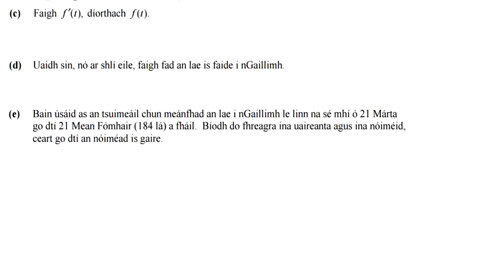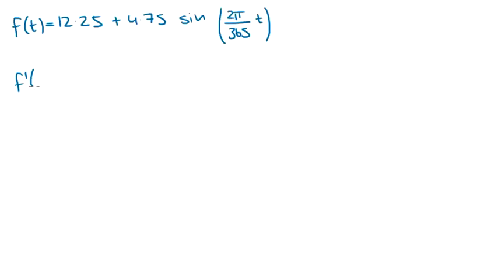Find the f dash of t, the derivative of f. So we'll just make a note of our function. When we differentiate 12.25, it's just going to go to 0. We need to use the chain rule then for the sine part of the function. When we differentiate sine, we get cosine. So we're going to get 4.75 cosine and then everything that we have for the angle.